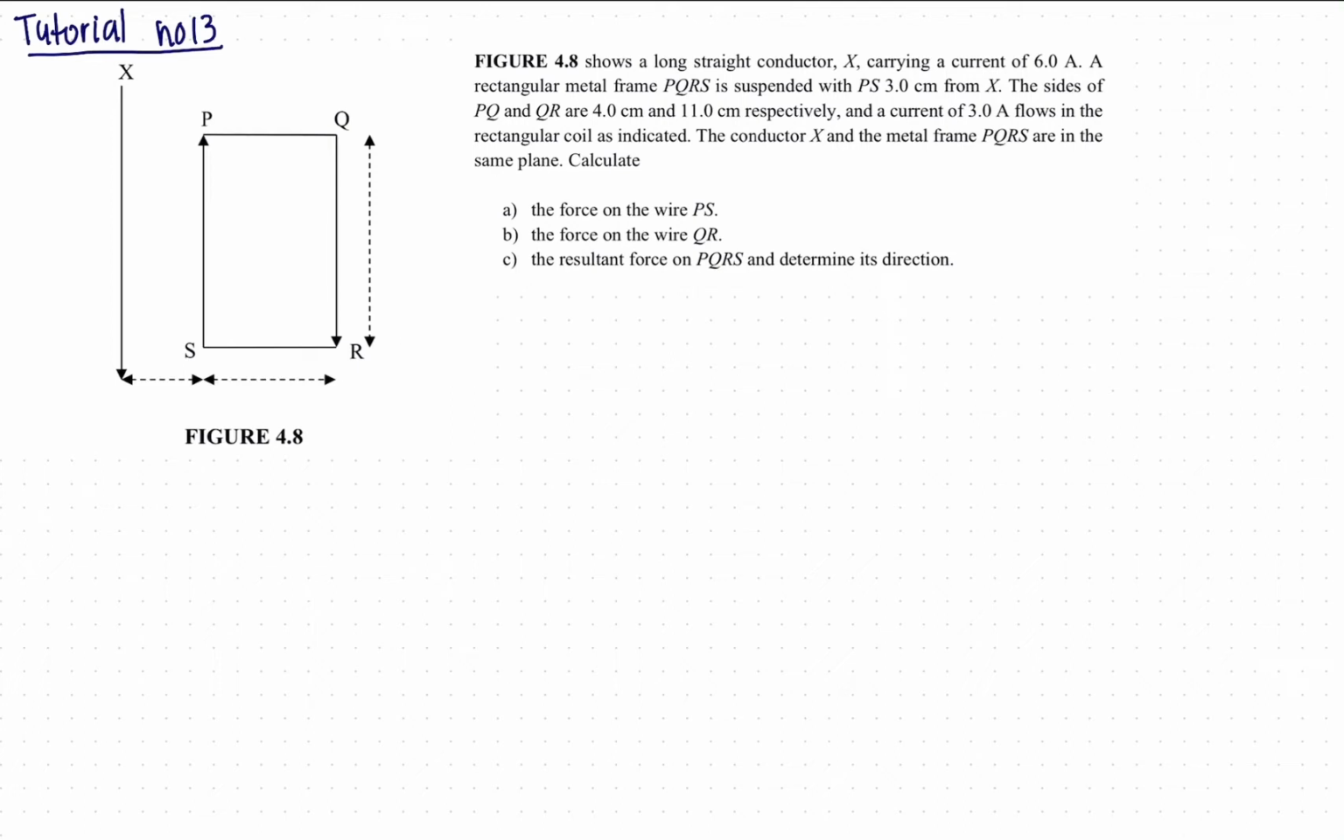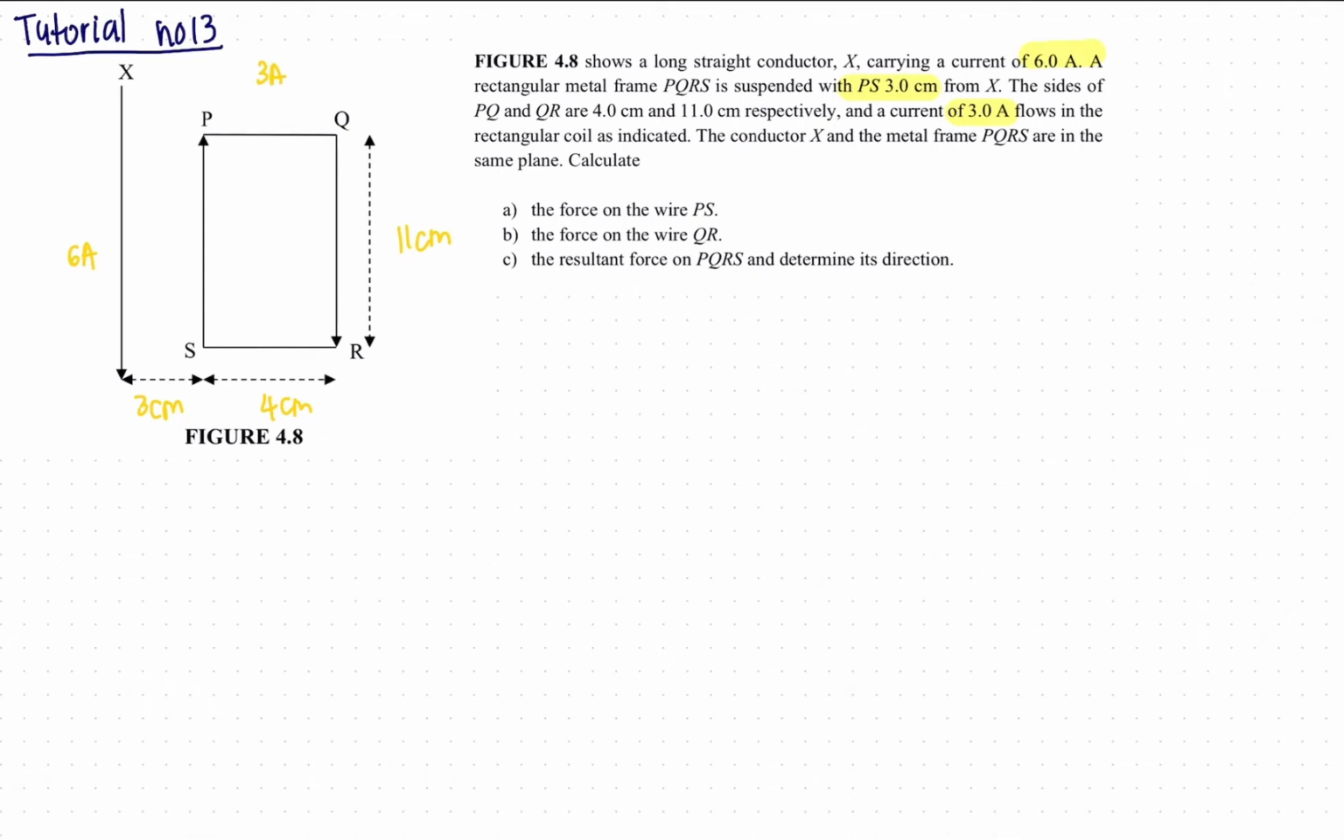So we have a long straight conductor X carrying a 6 ampere current, and a rectangular loop PQRS suspended with PS 3 cm from X. The sizes of PQ and QR are 4 cm and 11 cm respectively. If you look at your tutorial book, it is more complete. So this is 6 ampere, here is 3 ampere. This is 11 cm, 4 cm, here is 3 cm. Okay. So, calculate the force on the wire PS.